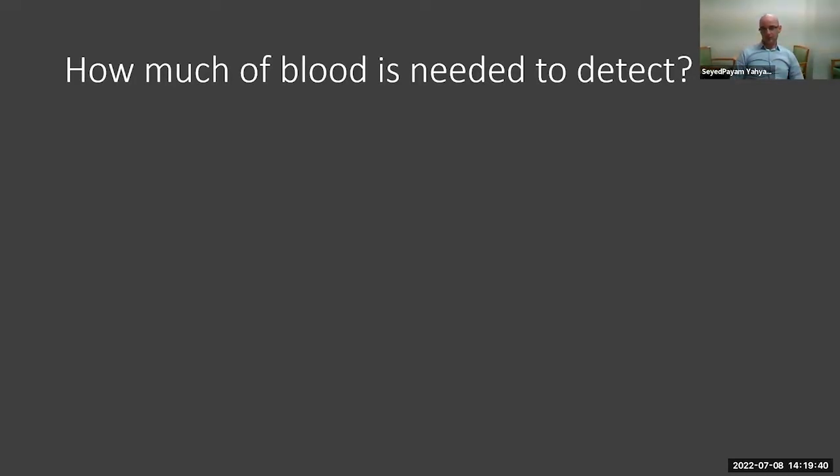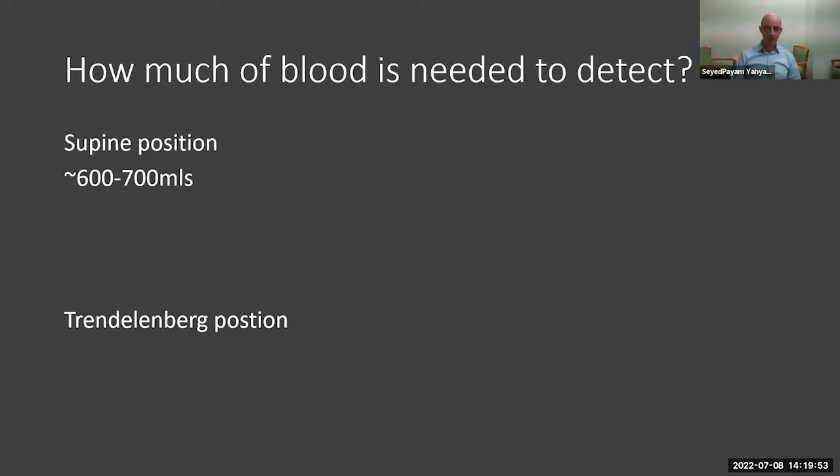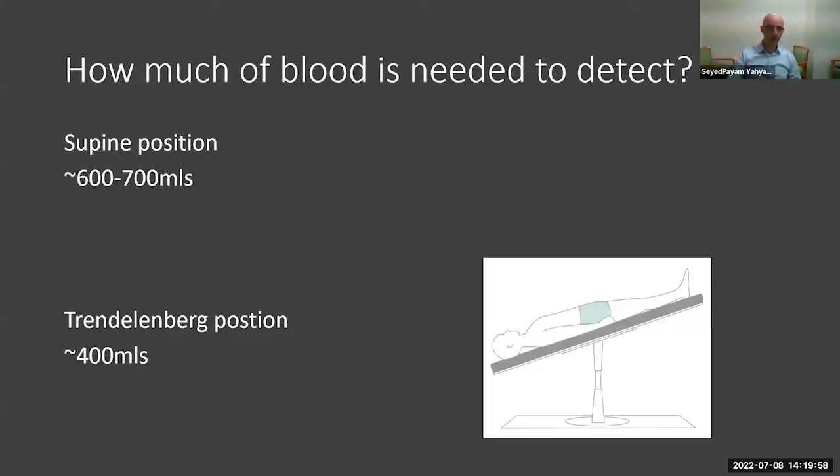How much fluid do we need to be able to see it on the ultrasound? In the supine position, generally speaking, we need about 600, 700 mils to be able to pick it up. To increase the sensitivity, we can put the patient in the Trendelenburg position, and with that we should be able to pick up fluid as little as 400 mils. With pelvic fluid, it's much more sensitive, so even about 100 ml of fluid we should be able to pick up.